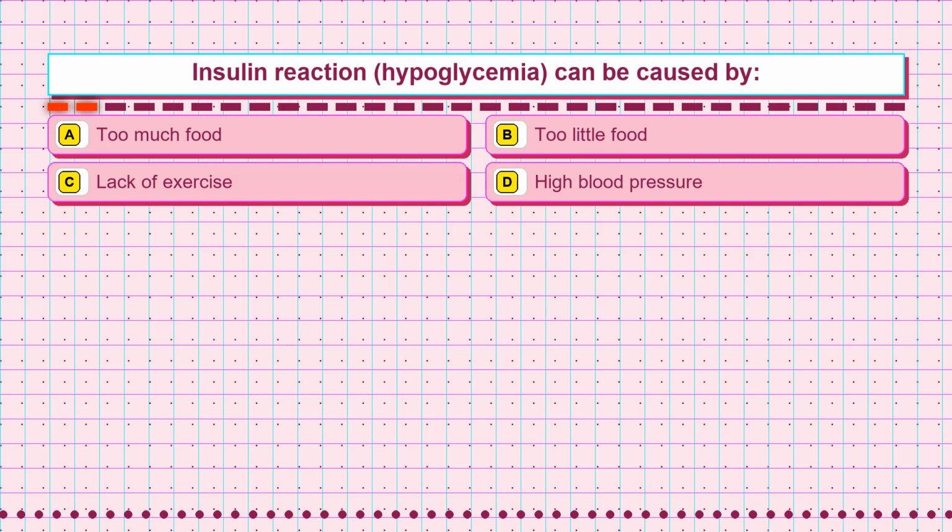Question 63. Insulin reaction, hypoglycemia, can be caused by option A. Too much food. Option B. Too little food. Option C. Lack of exercise. Option D. High blood pressure.